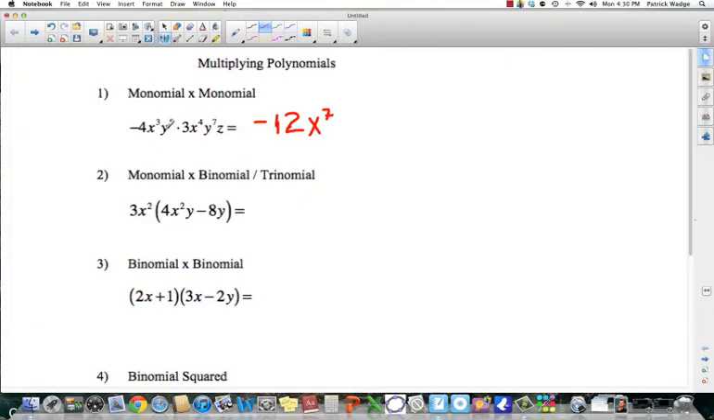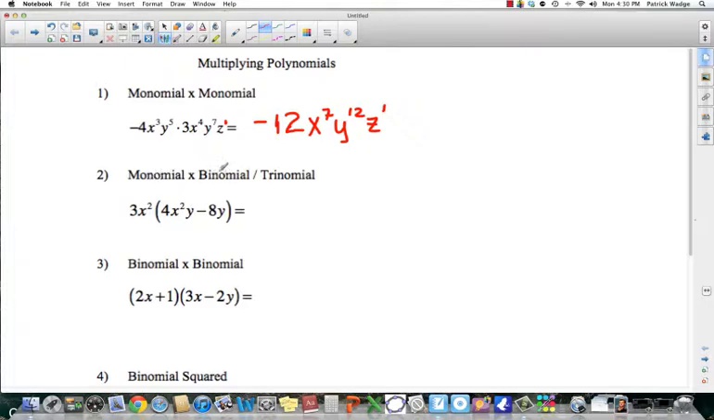Next, the y's. So we're multiplying y to the fifth times y to the seventh. So we will end up with y to the 5 plus 7, y to the 12. And finally, we have z to the 1 here. How many z's do we have here? 0. But still the same rules. You still add them together. So 0 plus 1 is 1. z to the first power. We're finished.